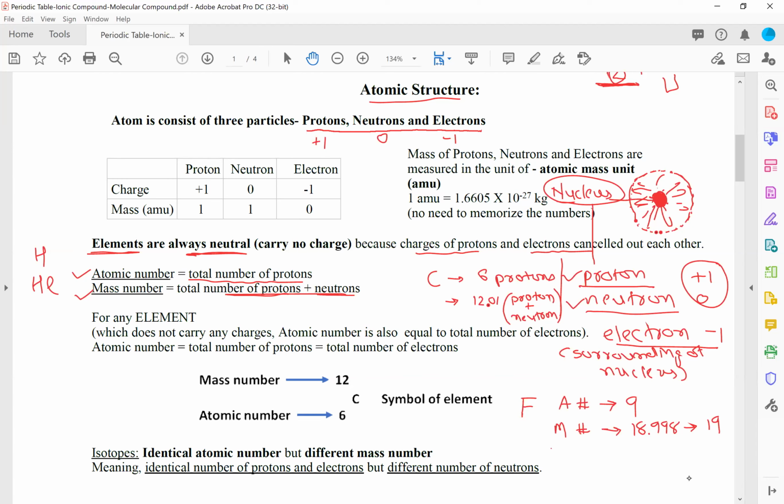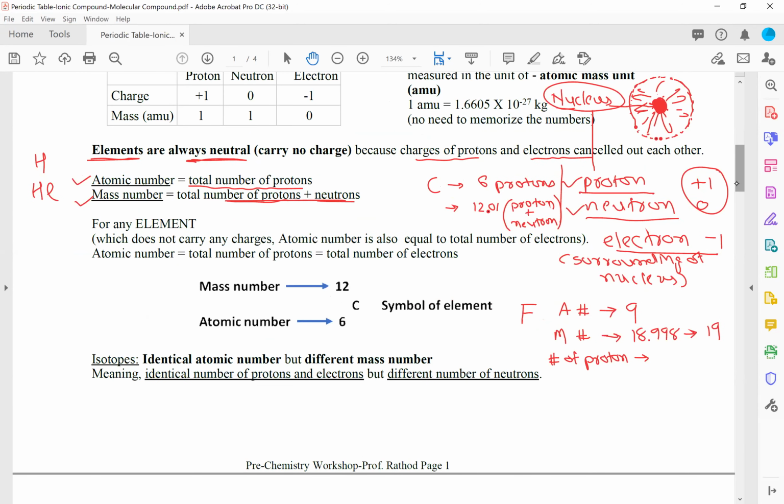By knowing this number, let's say in the exam, if I or your lecture professor ask you to find out the number of protons, what should your answer be? 9. Very simple, right? We learned that the atomic number is equal to the number of protons. So if the atomic number is 9, we can say the number of protons is equal to 9 as well. So remember that.